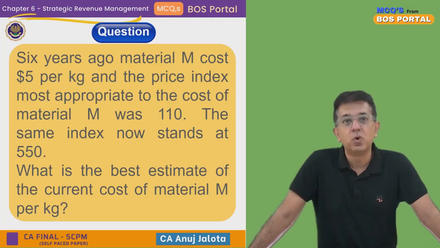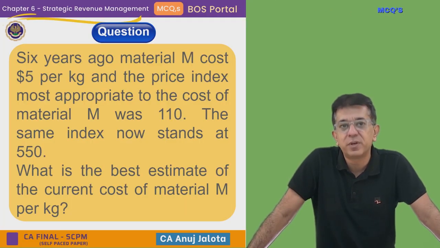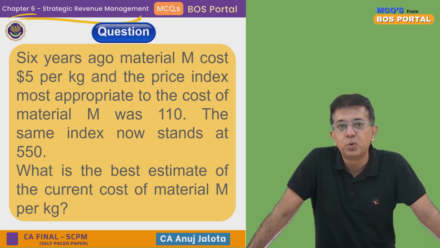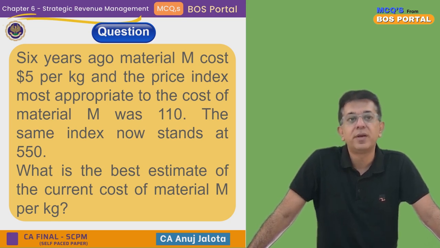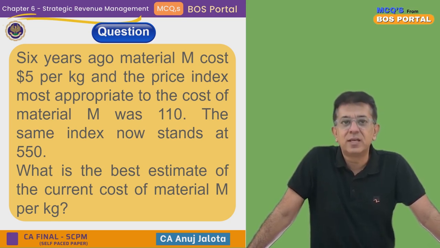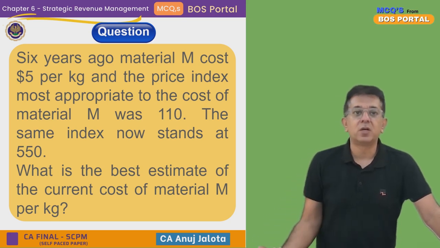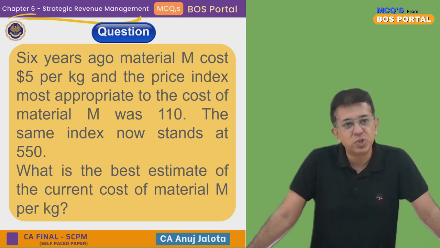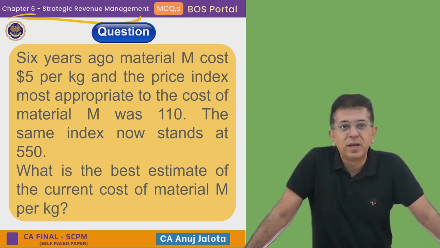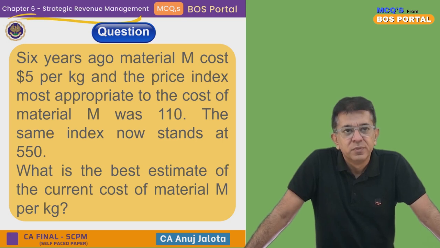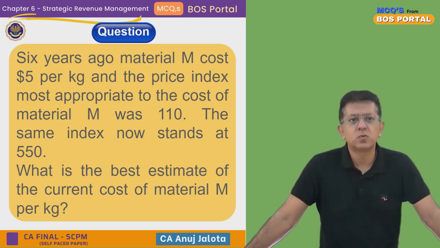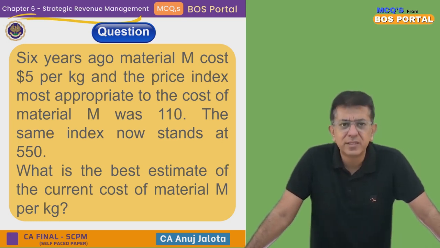So, 6 years ago, material M cost $5 per kg and the price index most appropriate to the cost of material X was 110. The same index now stands at 550. What is the best estimate of current cost of material M per kg? Now, in fact, I don't think I require the four options also. See, 6 years ago, price of M was $5. That time, the price index was 110. Now that index has become 550.